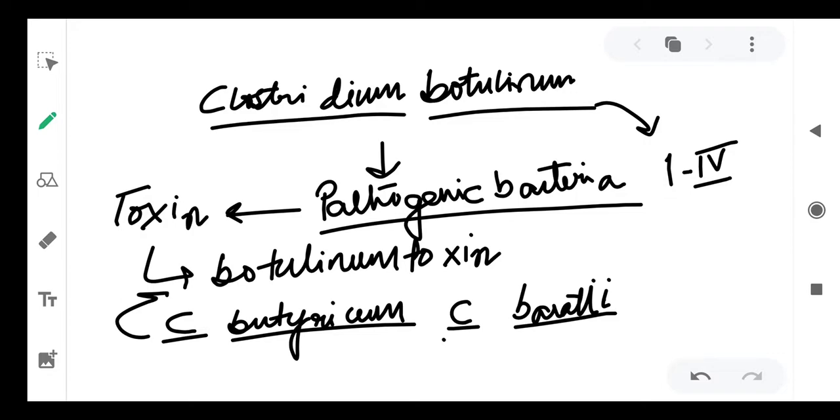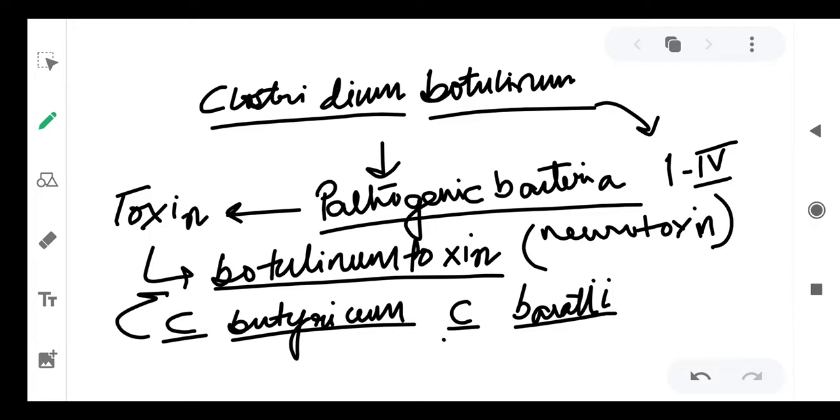So this is about the basic introduction of Clostridium botulinum, and mind you, this particular toxin which is called botulinum toxin is the deadliest type of toxin, and it is a neurotoxin, and it is as deadly as a snake venom.